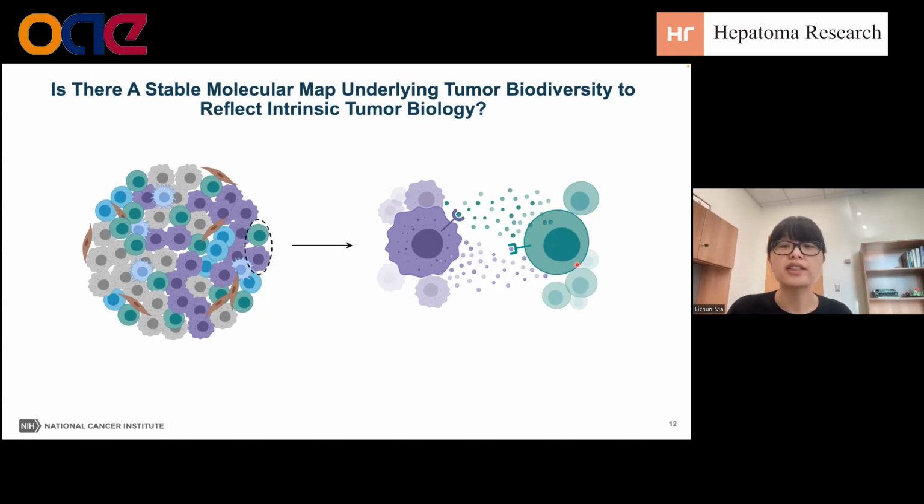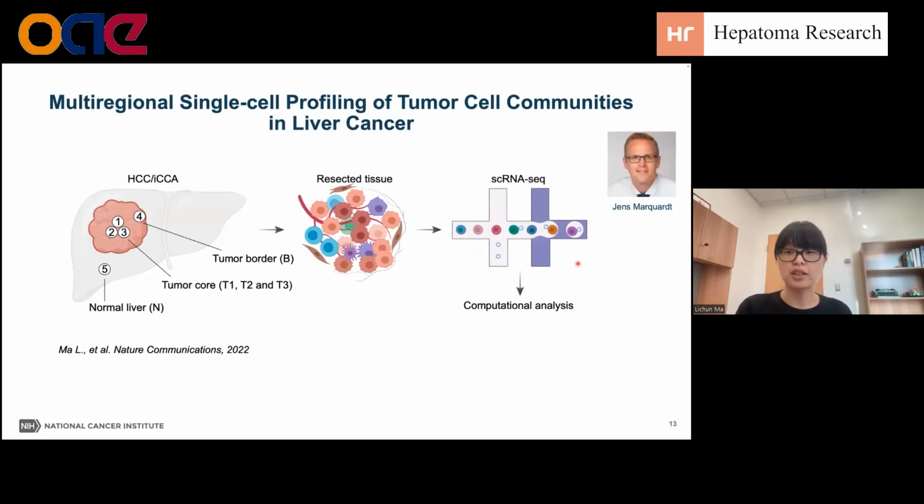To understand whether the communication networks within each tumor are stable, we performed single-cell transcriptomic profiling of liver tumor specimens collected from multiple locations of a resected tumor lesion. Specifically, we collected 3 regions from the tumor core, 1 from the tumor border, and 1 from adjacent normal tissue. With the collected samples, we performed single-cell RNA sequencing to build a multi-regional single-cell landscape in liver cancer. This study was in collaboration with Dr. Jens Marquardt from Germany.